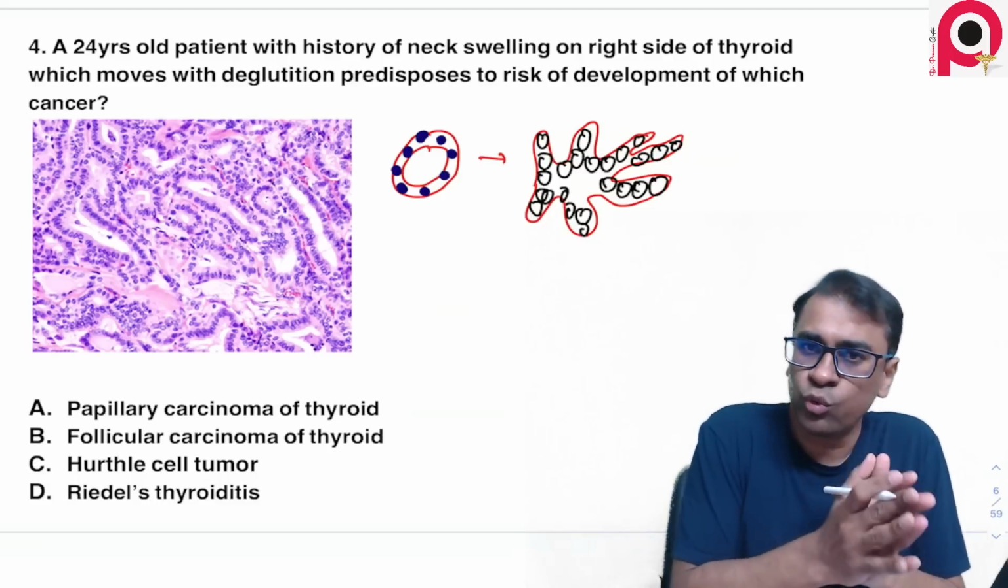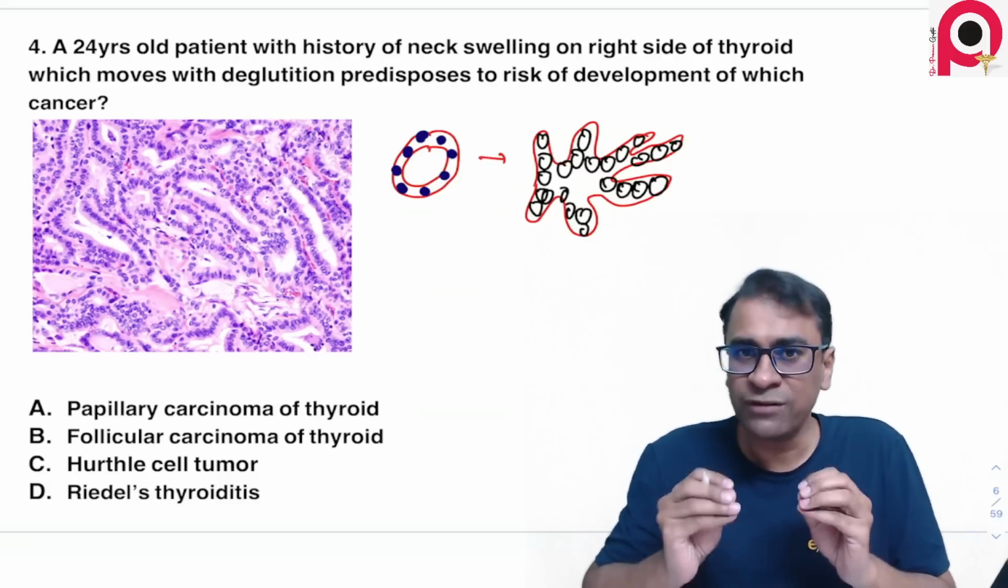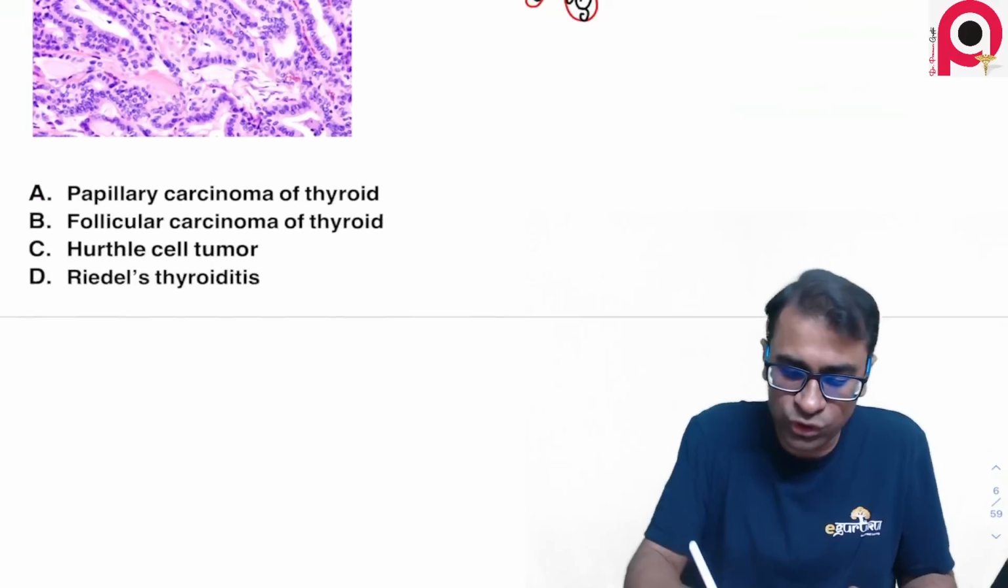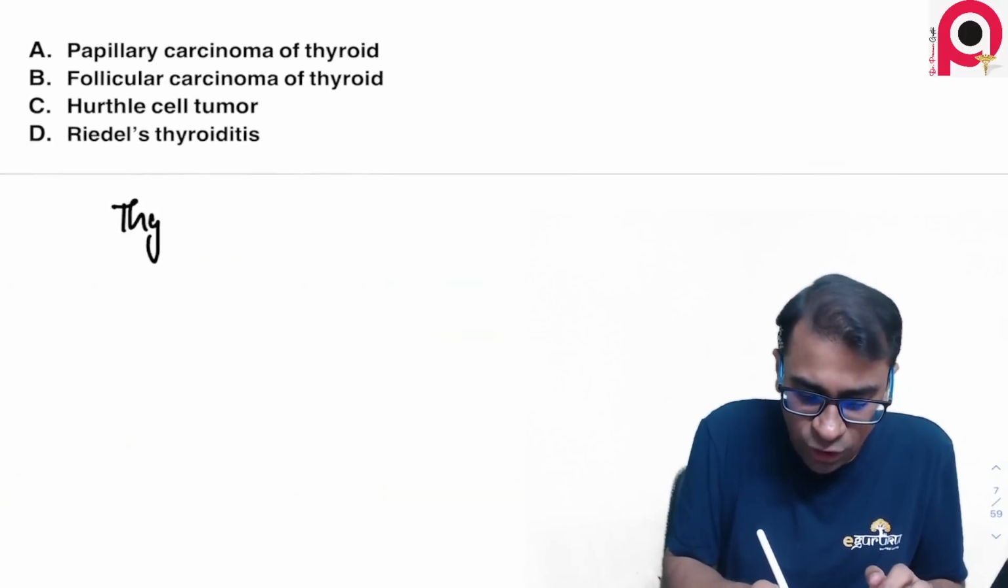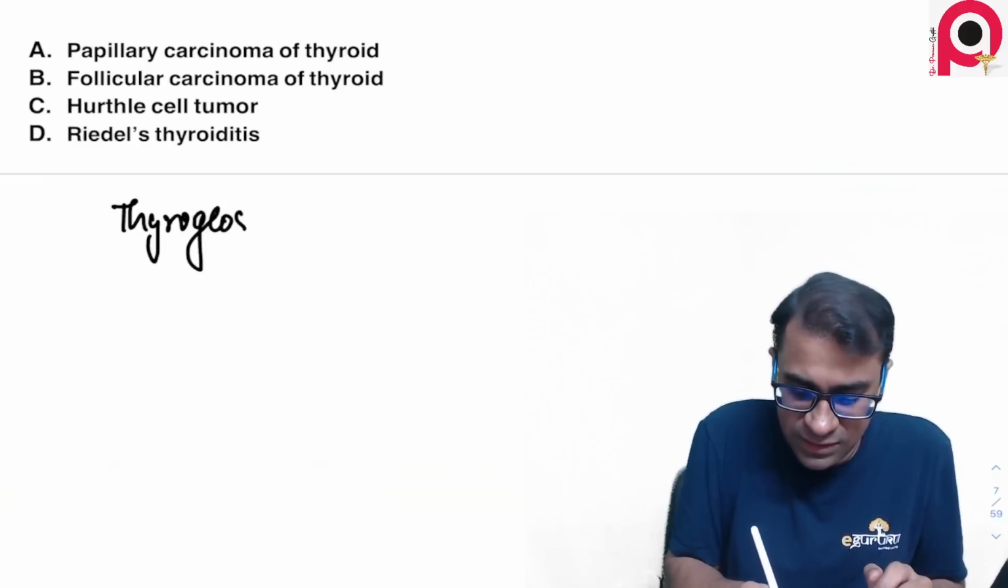Now, two questions have been suggested to me here. One of the questions given to me was, sir, I don't know whether it's true or please let me know, that one of the questions was, sir, there was a history of thyroglossal cyst.